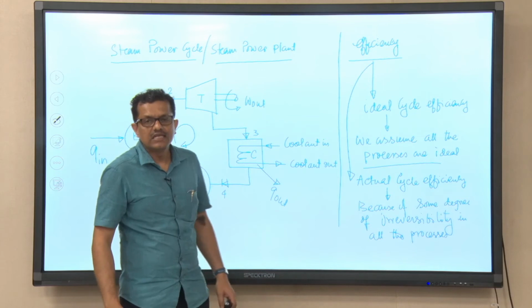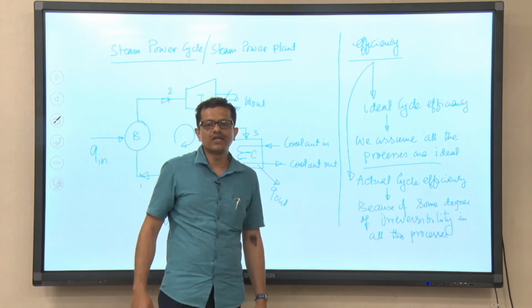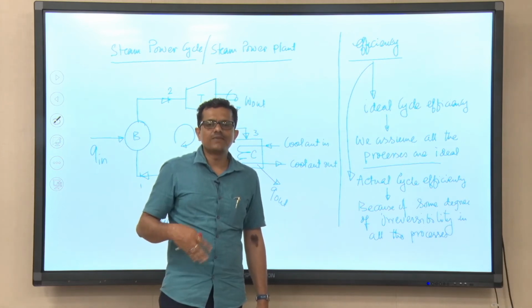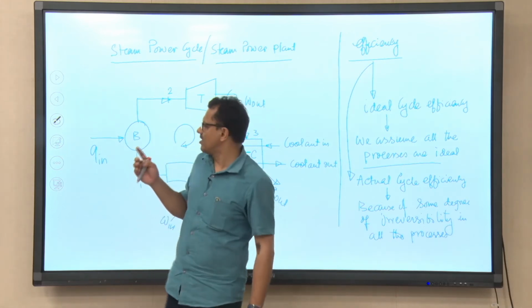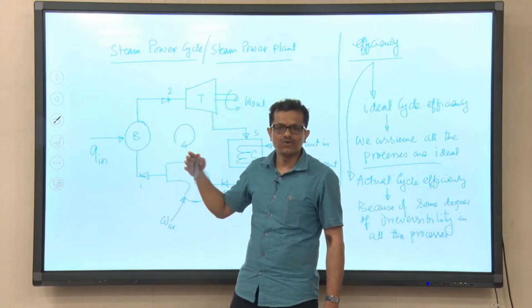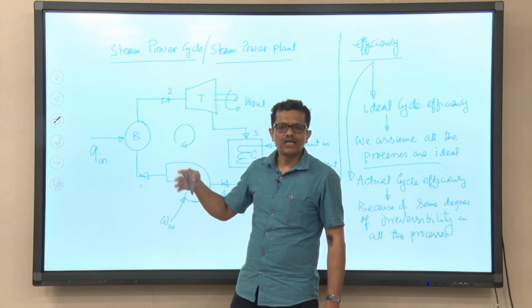One is the capital cost, which is also known as initial cost, and the other is the operating cost. So, basically, when you talk about efficiency, operating cost means we need to supply energy. We need to burn coal, so that is operating cost.